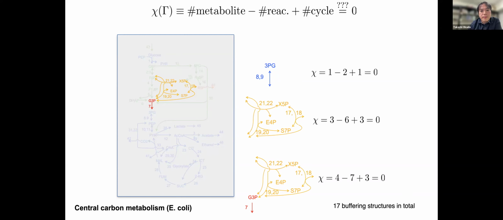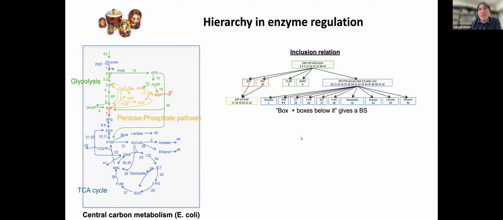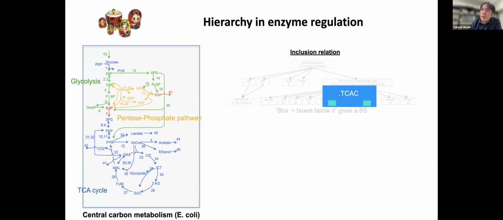And so we can consider the inclusion relation among these buffering structures. This diagram shows the inclusion relation between the buffering structures, but it looks a bit complicated, so let me explain this pattern in a simple way. Firstly, TCAC, this blue pathway, is a buffering structure, and the yellow part, PPP, is also a buffering structure.